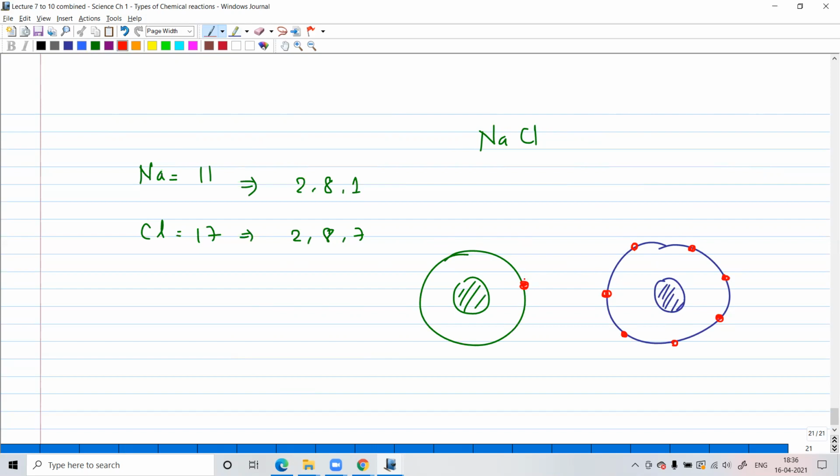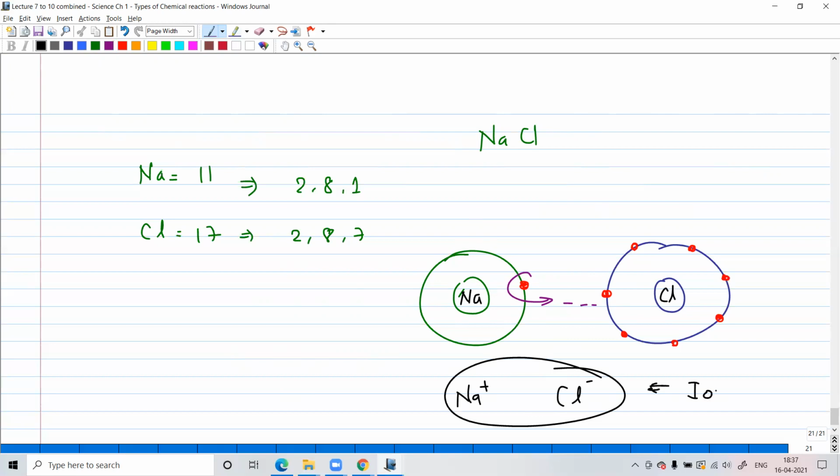So what does it do? Sodium gives away this electron and chlorine accepts that electron. Because of that, sodium becomes Na plus and chlorine becomes Cl minus, and they make an ionic bond by giving and taking of electron. So this is how the bond is formed between Na and Cl.